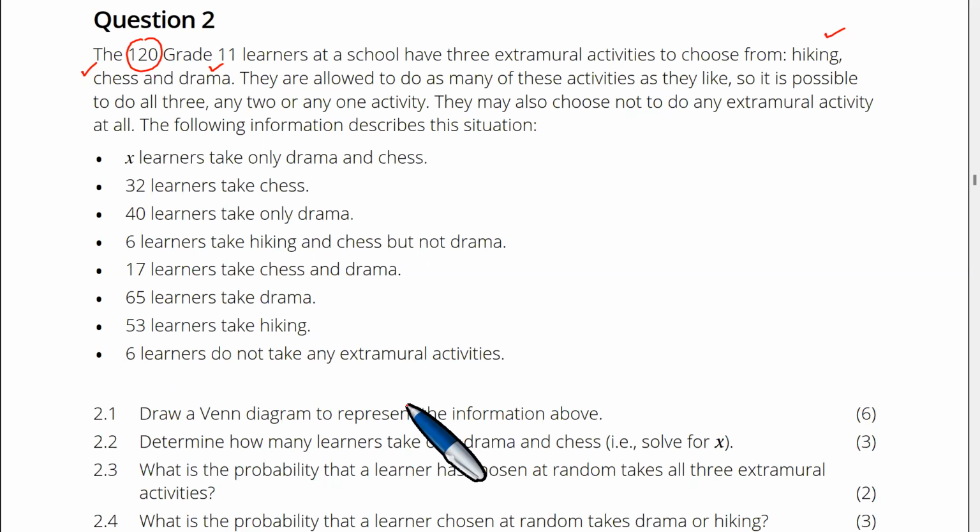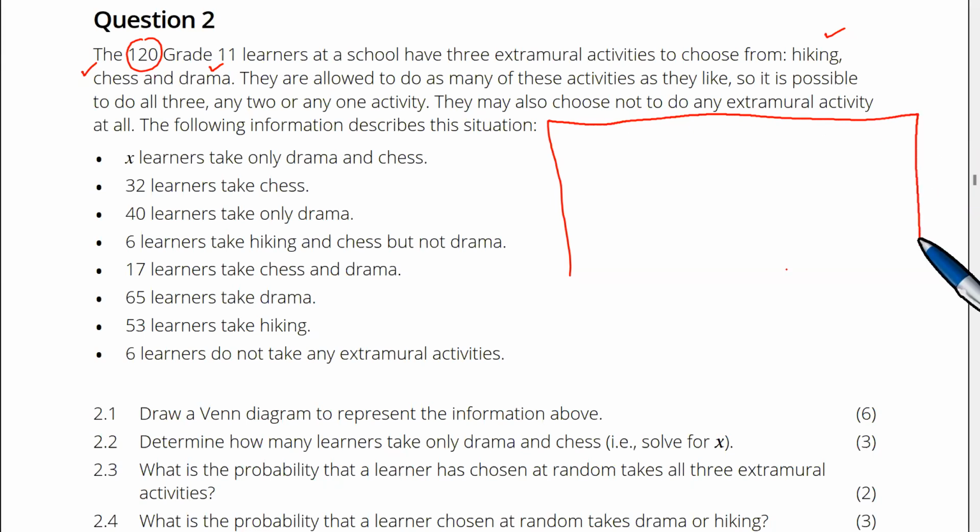So this one, obviously, I'm going to do, and I'm going to do the Venn diagrams in these questions as we learn probability calculations. Right, let's look at these here. So to do this Venn diagram, we're going to proceed like so.